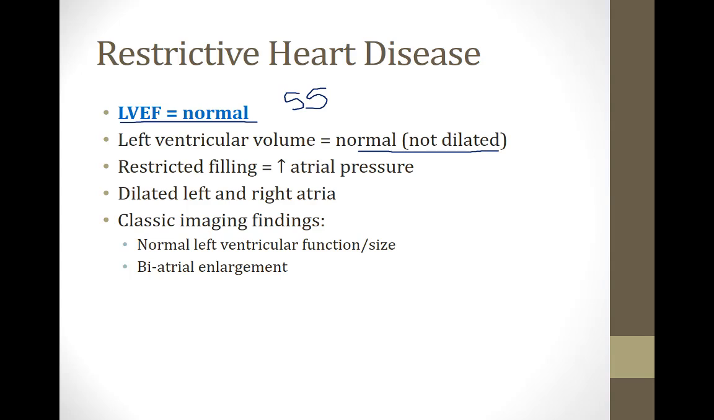Now, because there is restricted filling of the left and right ventricles, this leads to high atrial pressures. In other words, blood can't get out of the left and right atria, so the pressure in those chambers gets high. This results in enlargement or dilation of the left and right atria. So the classic findings in a patient with restrictive heart disease on imaging are normal left ventricular size and function and massive biatrial enlargement. This is really the key because those pressures are really high in both of the atria.